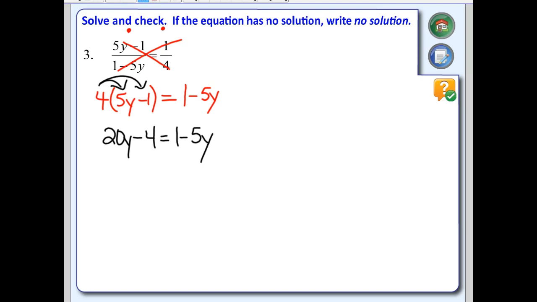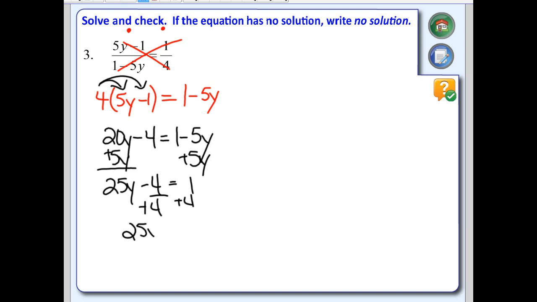That looks a lot like some things we did yesterday. I've got letters on both sides, so we need to isolate the variable by inverse operation. So I'm going to go this way. I'm going to add 5y to both sides. So I have 25y minus 4 equals 1. All right, and now my floater is this 4, so I'm going to add 4 to both sides. So I have 25y equals 5. And hopefully you realize we're dividing both sides by 25. So we have y equals 1/5 when I reduce that fraction.